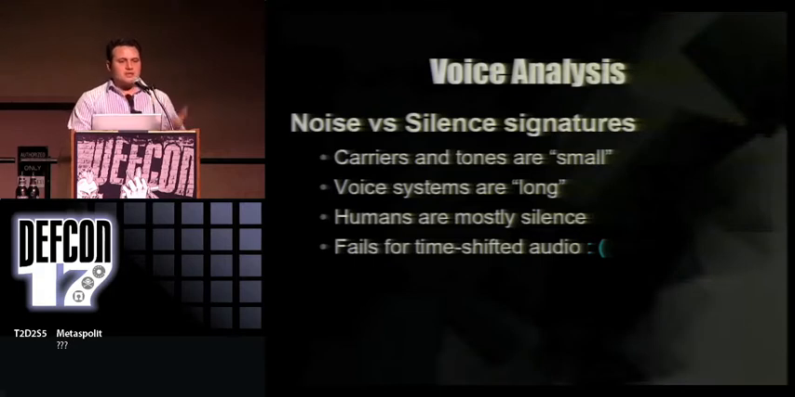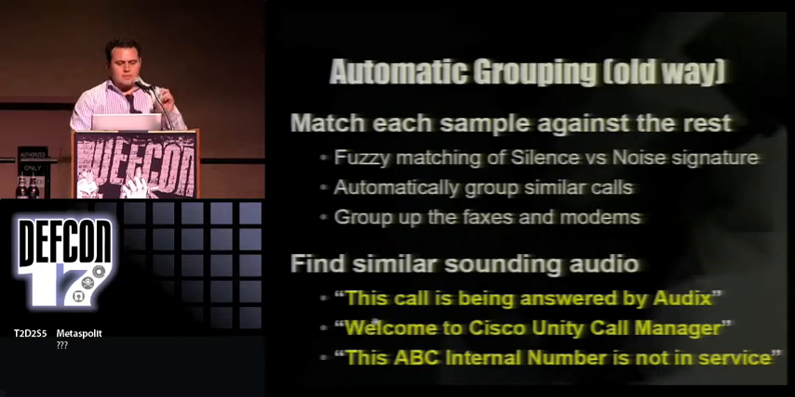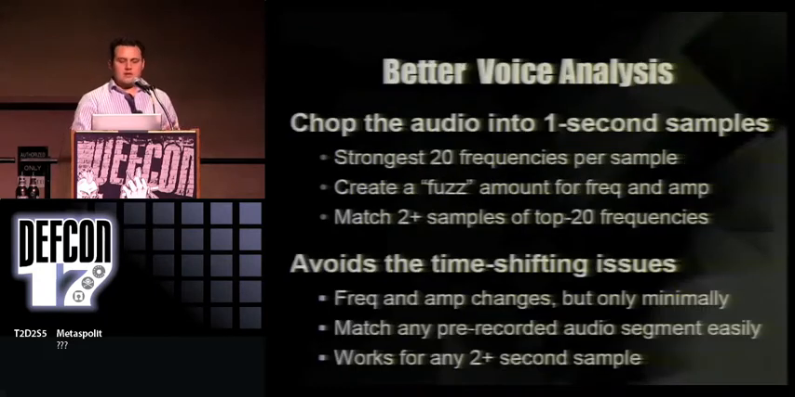The only problem is these signatures fail for time-shifted audio. If your sample starts halfway in, like half a second into the person saying the same thing again, it doesn't detect it properly, just because of the way the code worked. So before we figured that the time shifting broke things, we started matching every sample against every other sample to automatically group stuff based on how they sounded. I'll show you some of the actual graphs later on about how we automatically group these things. I'm short on time, so I'm going to haul ass. Basically with some fuzzy matching, we found things that sound the same, like all the calls being answered by Audix, or welcome to IBM, or whatever the noise happens to be. You can match up all the prompts together.